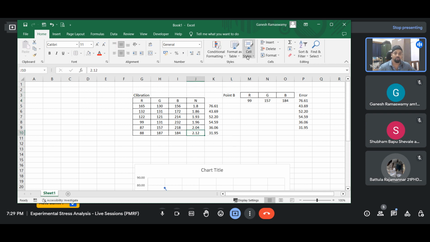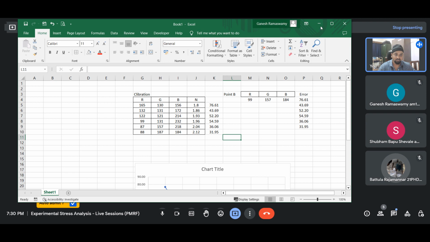So I hope this is clear what we have done. If there are any questions, please ask. Then I'll start presenting my other screen and try to conclude the problem. Okay, so I take it that this is clear. I'll just stop presenting here.